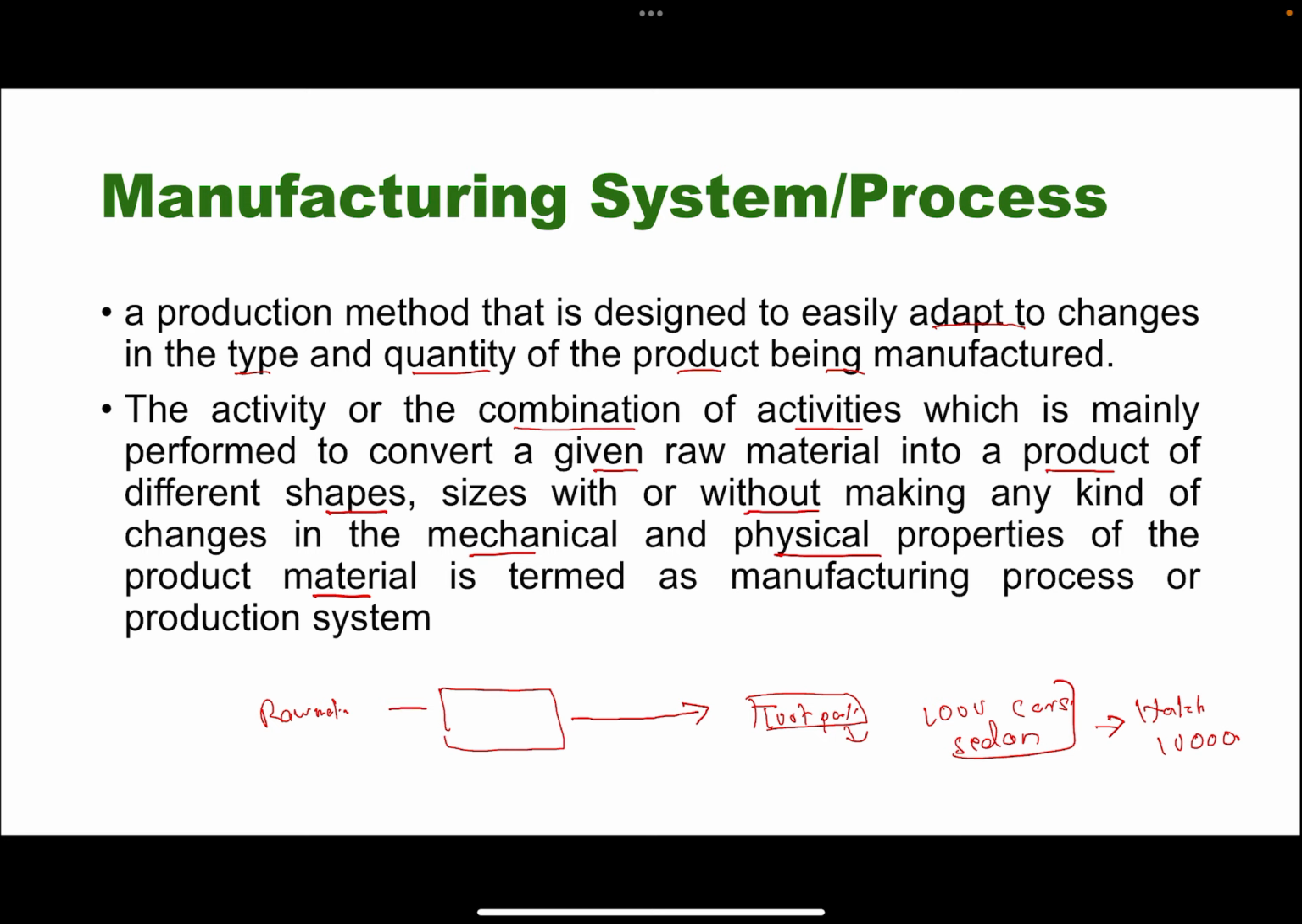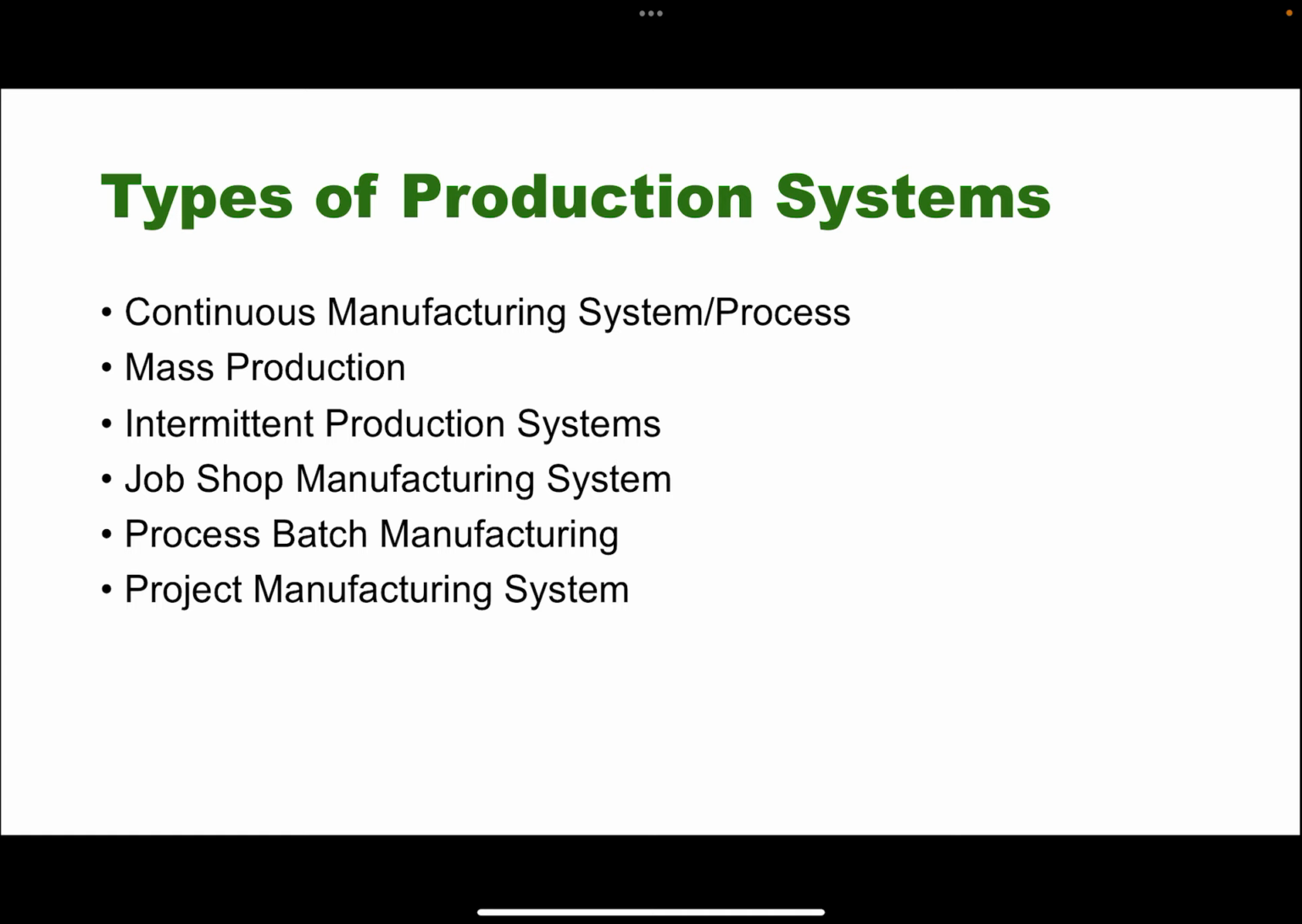There are different types of manufacturing systems which we will see. The different types of manufacturing production systems are the continuous manufacturing system, mass production system, intermittent production system, job shop manufacturing system, process batch manufacturing, and project manufacturing system. Let us see each one in detail.